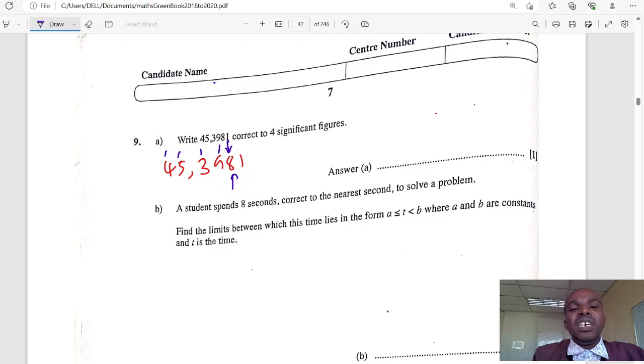If it's 5 and above, you add 1 to this digit. If you add 1 to this one, it will become 10. So you can't write 10, you write 0 instead. Then you add the 1 to the next digit, 3. 1 plus 3 will be 4. So it will be 45.40 to 4 significant figures.